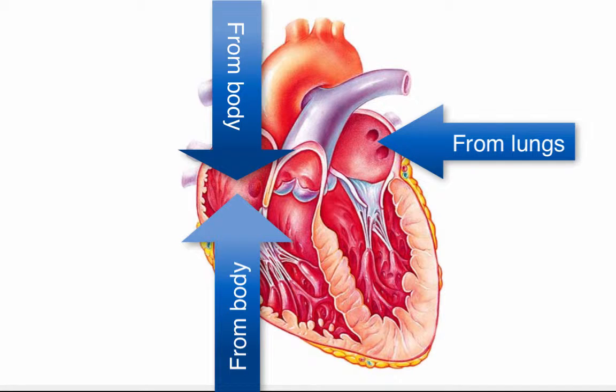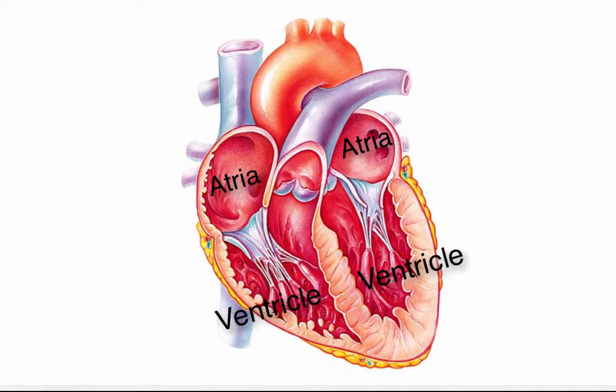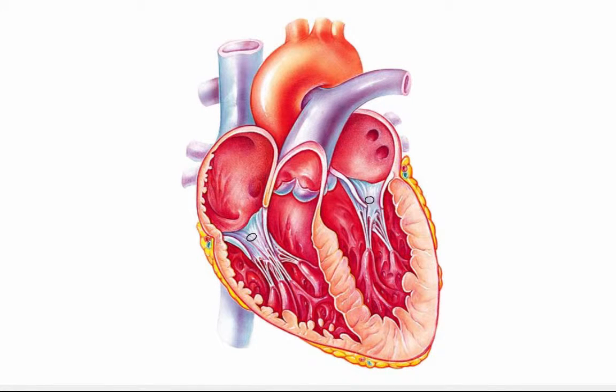come from the body. What are the lower chambers of the heart called? And what separates the atria from the ventricles? One-way valves called AV valves or atrioventricular valves.